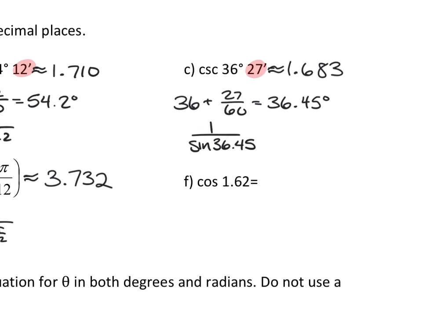Part F is a little tricky question. If you were to look at that and read it right now, what is your gut instinct to type in? Cosine. What mode would you be in your calculator?